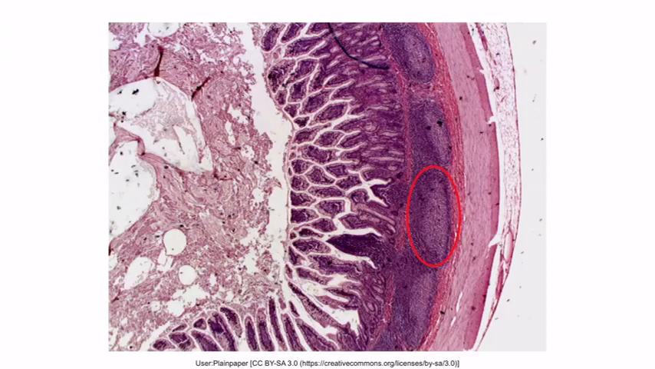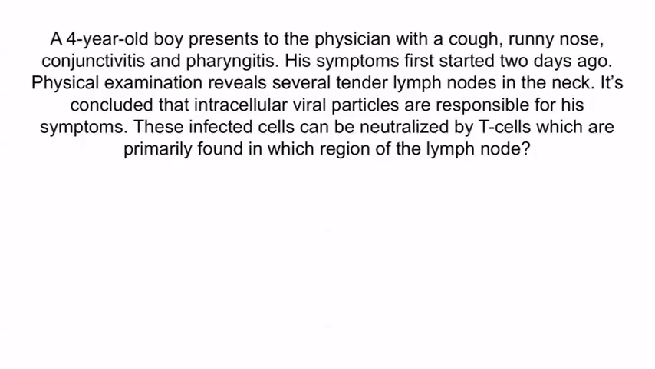All right, now that we've covered the information, let's review with a question. A 4-year-old boy presents to the physician with a cough, runny nose, conjunctivitis, and pharyngitis. His symptoms first started 2 days ago. Physical examination reveals several tender lymph nodes in the neck. It's concluded that intracellular viral particles are responsible for his symptoms. These infected cells can be neutralized by T cells, which are primarily found in which region of the lymph node?